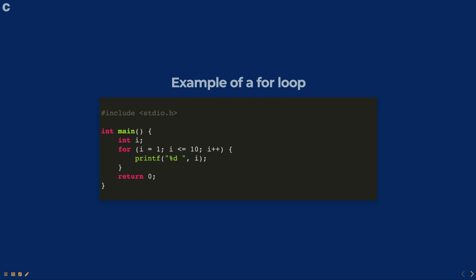The for loop is often used when the number of iterations is known in advance, while the while loop is used when the number of iterations is not known in advance. The for loop can also be used to iterate through arrays, strings, and other data structures.